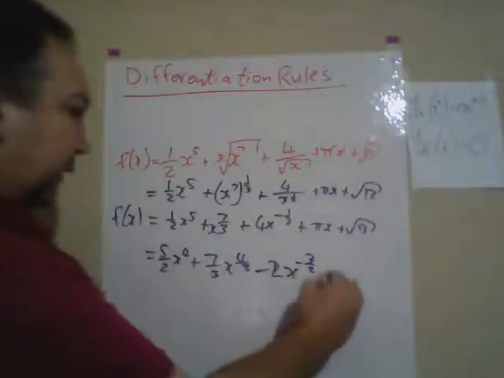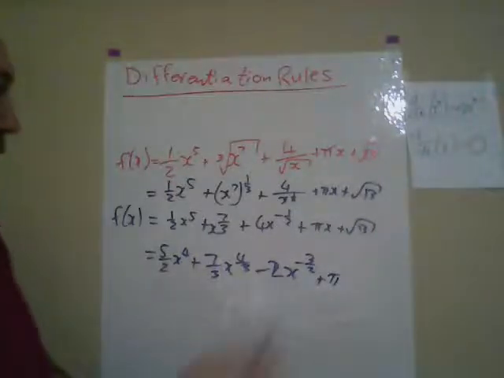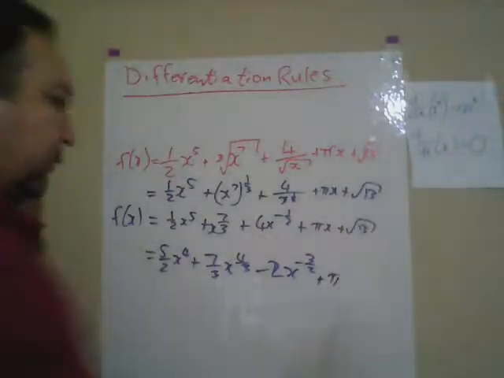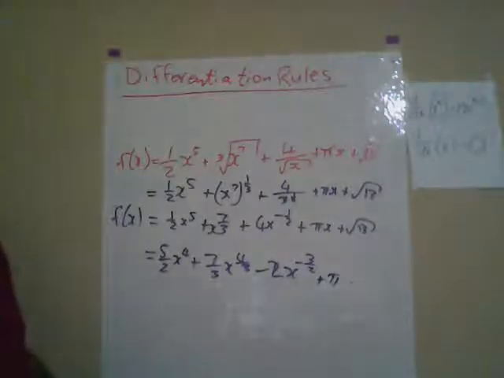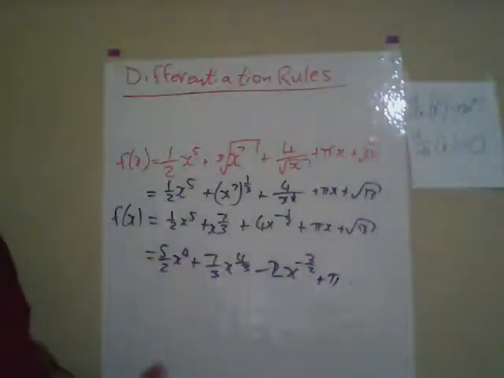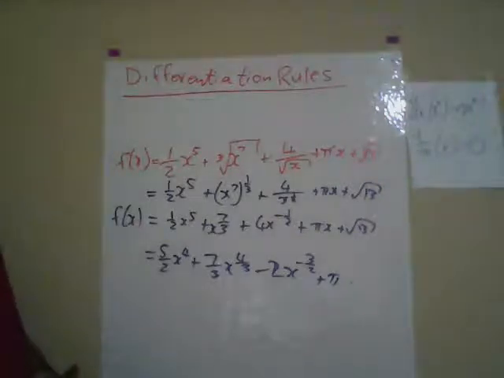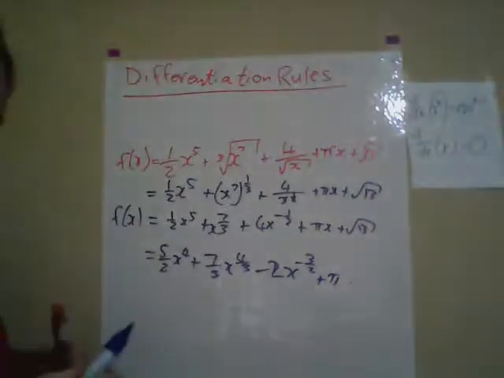1 times pi is just pi, x to the power of 0 is 1, and the constant disappears. The reason it becomes 0 is the gradient of a constant is 0. Okay, so these are the differentiation rules. The next thing I'm going to look at is notation.